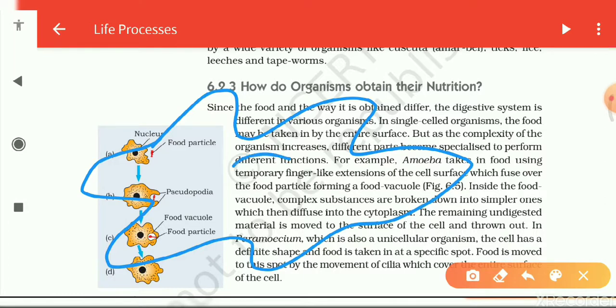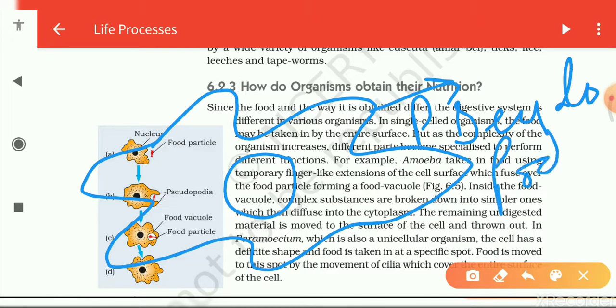In between, the amoeba nucleus is present, and this one is called the pseudopodia. The function of the pseudopodia is that it helps in the movement of the body, and it helps to catch the prey, the food, also.